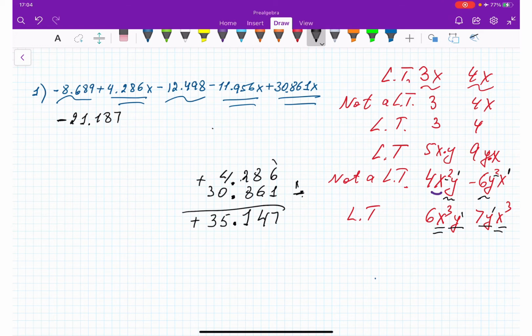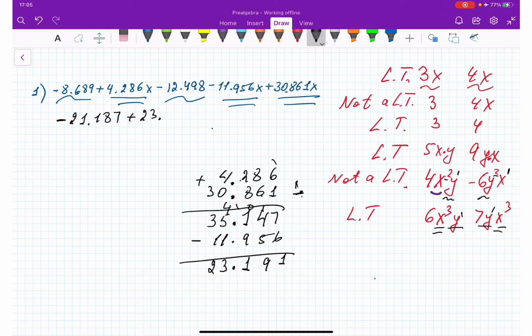Okay, now we have here negative 11.956. So we have positive and negative, which means we are going to subtract, period. And the sign is going to be the sign of the bigger number, which is 35. So I'm going to put plus and subtract 35.147 minus 11.956. 7 minus 6 is 1. 14 minus 5 is 9. Here we have left 0, right? So borrowing 1 more from this 5 will be 10 minus 9 is 1. Here is left 4, right? Because we borrowed. 4 minus 1 is 3. 3 minus 1 is 2. It's going to be plus 23.191x. All right? And that's all.